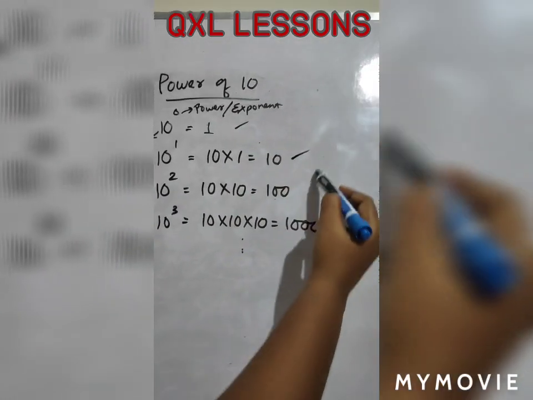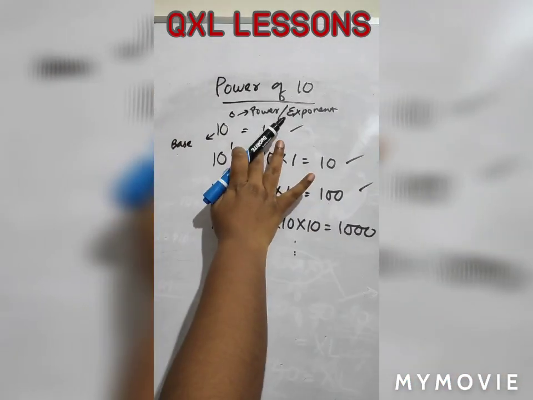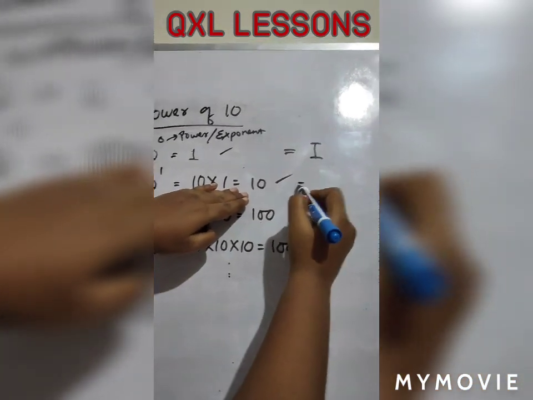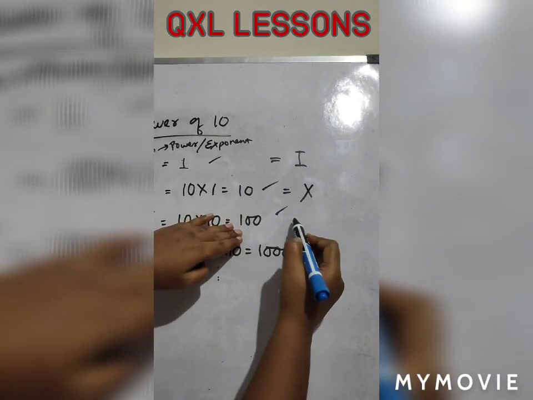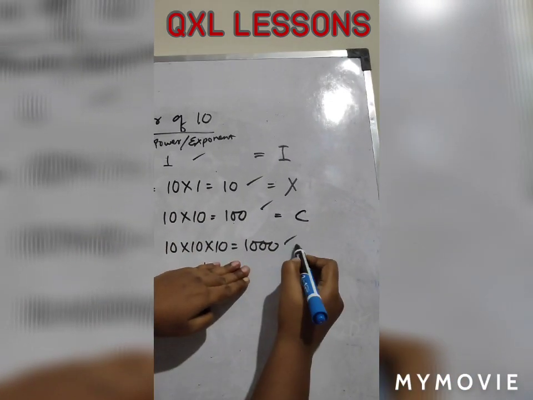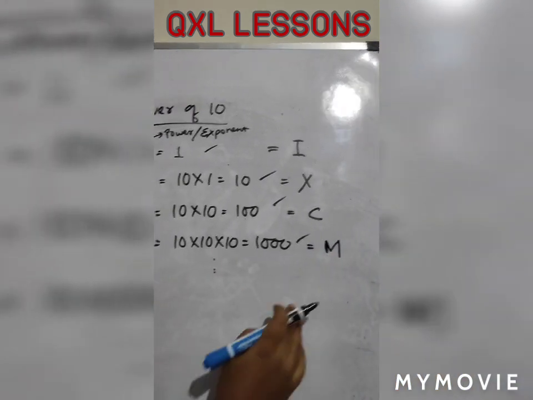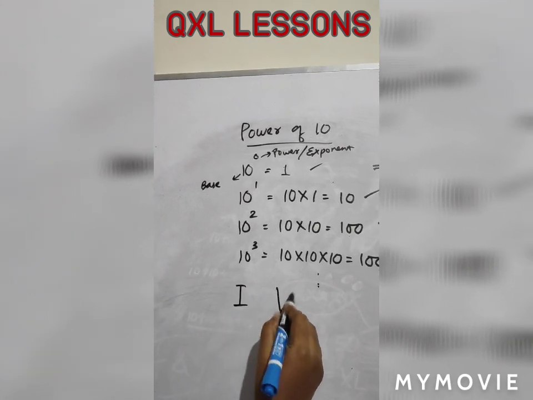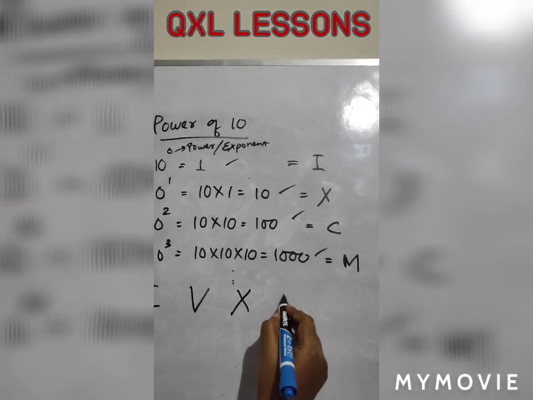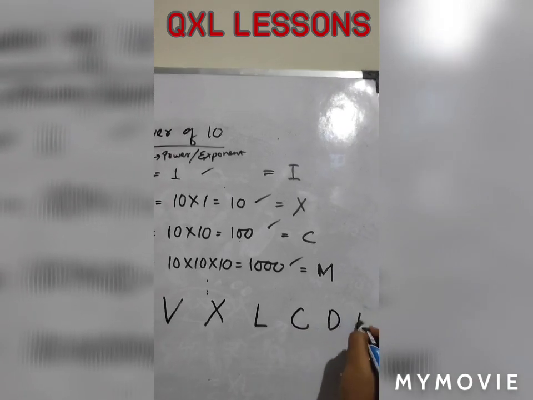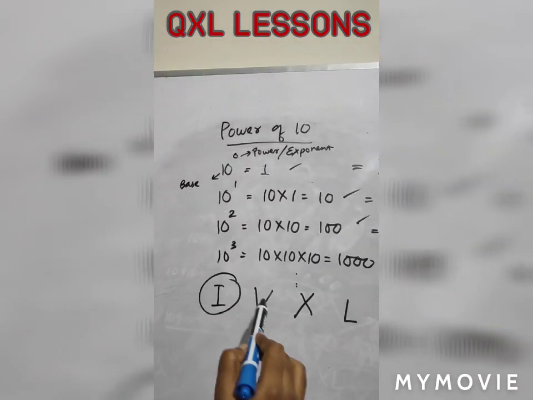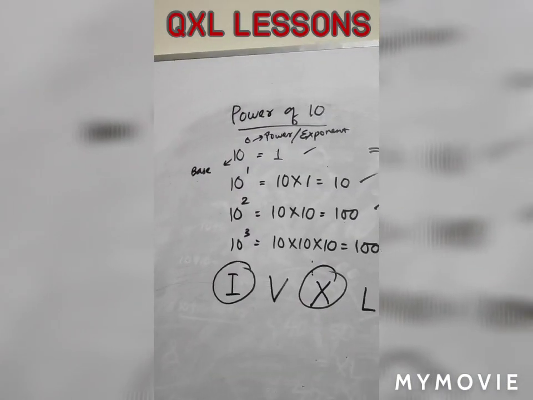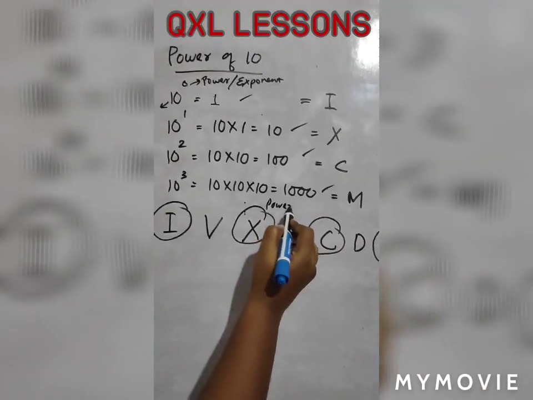Okay. So how do I represent these in Roman numerals? 1 is represented as I, 10 is X, 100 is C, and 1000 is M. So these are the 4 letters out of all the possible 7 letters. Now let me write all the 7 letters: I, V, X, L, C, D and M. Out of these 7, we covered 4 at the top: I, X, C and M. These letters are representing those numbers which are powers of 10.